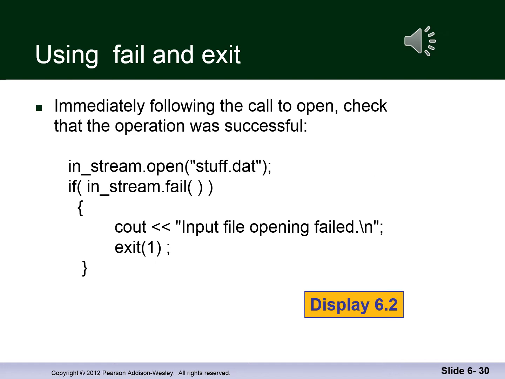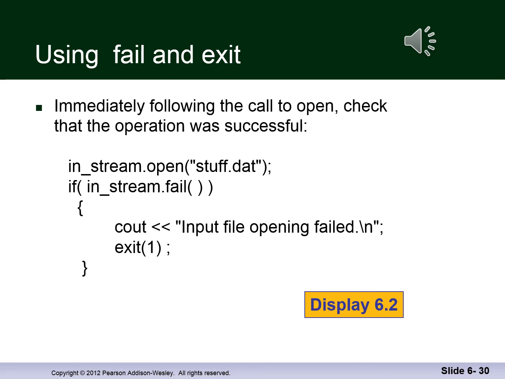Here's how we use fail and exit. Immediately following the call to open, check that the operation was successful. Here we have some code, and we're using the open function on the InStream to connect to a file stuff.dat. Immediately following that call to the open function, we check if InStream.fail. If it does, you just put an output cout, input file opening failed, and then exit and return a 1.